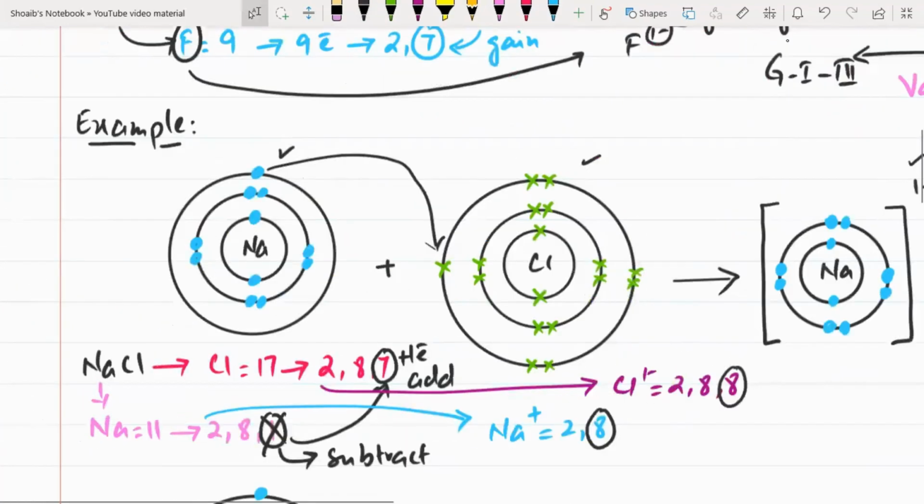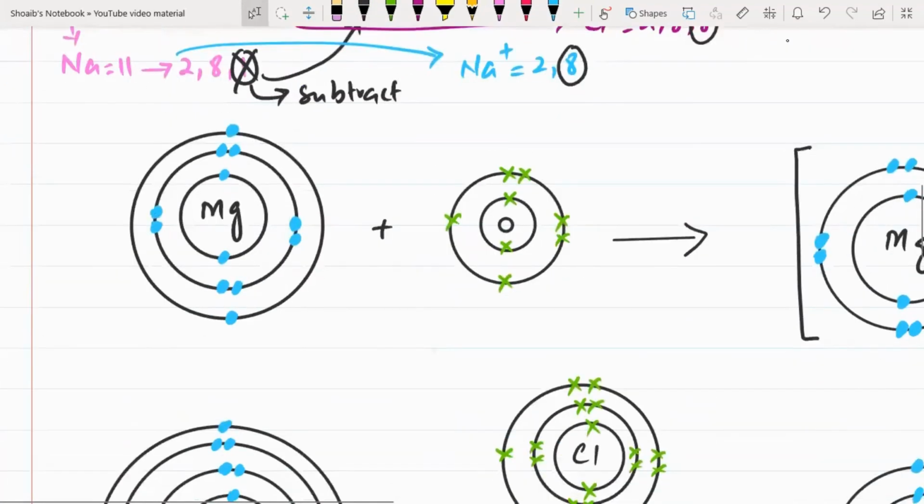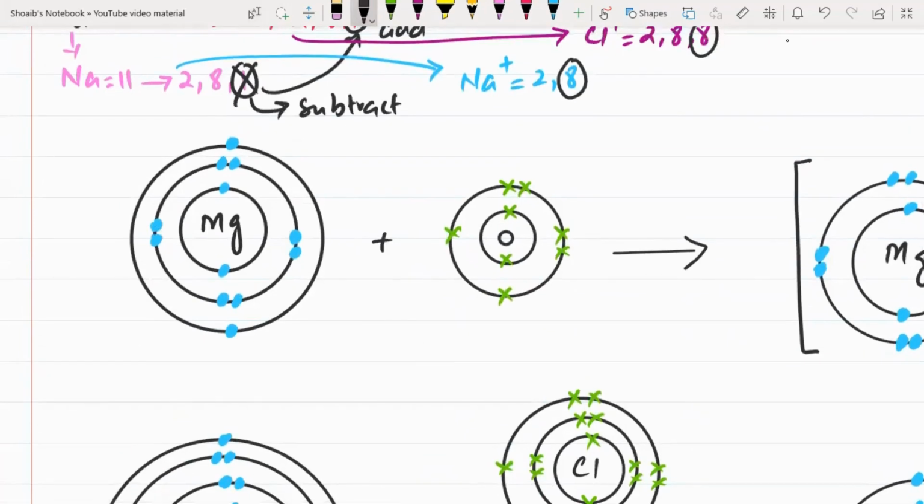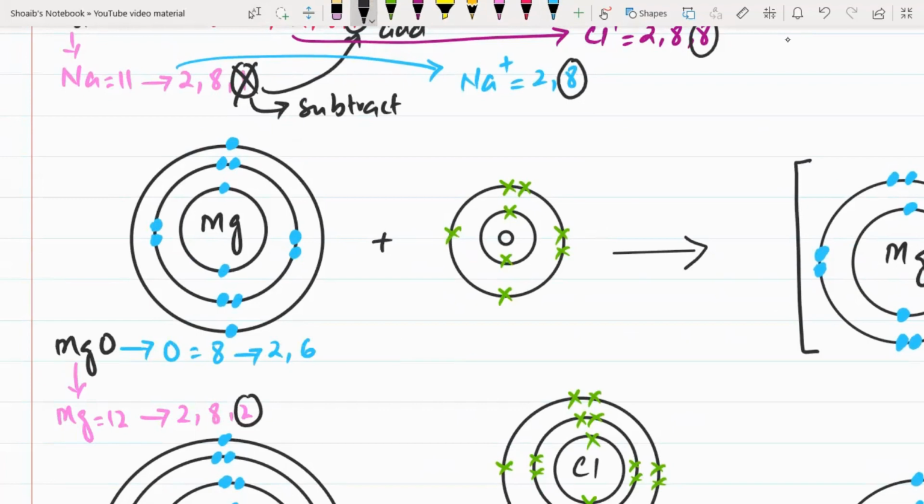Okay. Now the second example. In the second example, we have magnesium oxide. For magnesium, the atomic number is 12, and its electronic configuration is 2, 8, 2. For oxygen, the atomic number is 8, and its electronic configuration is 2, 6. Again, the magnesium can easily lose 2 electrons, and these 2 electrons are gained by the oxygen atom.